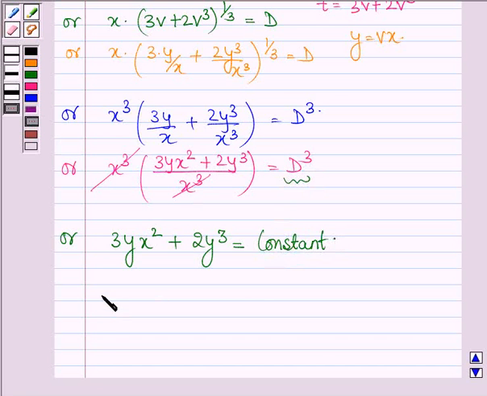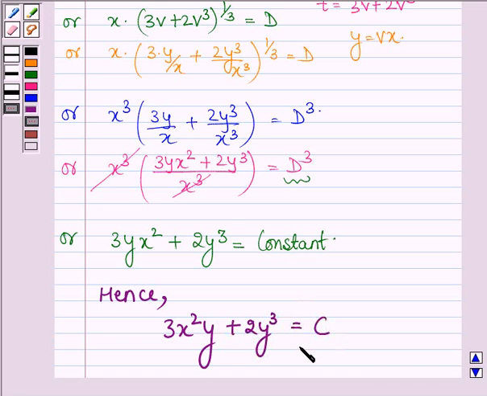Right? Hence, our answer is 3x square y plus 2y cube is equal to some constant c.